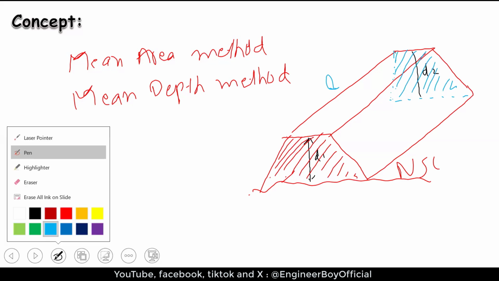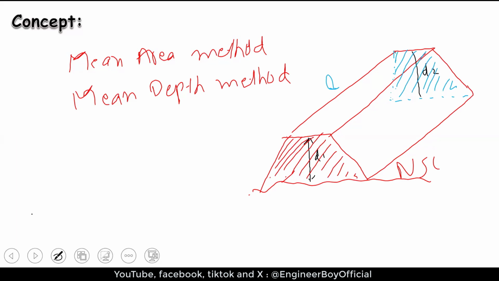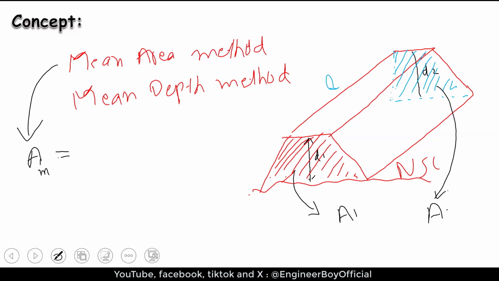Now, if we talk about the mean area method, I'm going to write area, where M means the mean area. The area at this section I'll call area 1, and for that section area 2. What do you mean by the mean area method? We add both areas, A1 plus A2, and divide by 2. So we have the mean area.